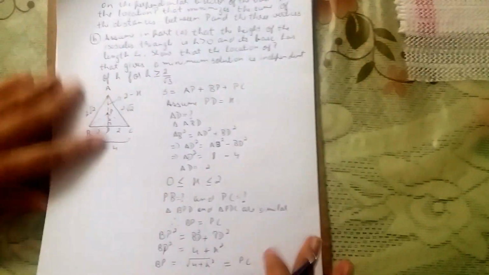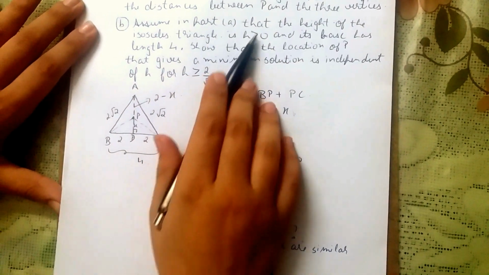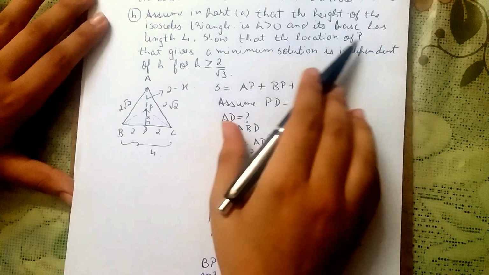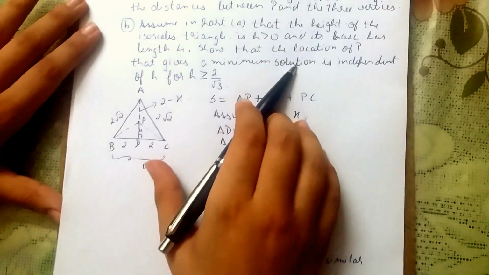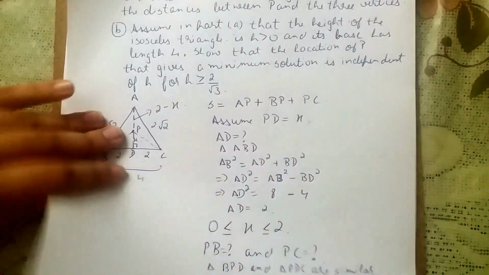Let's come to the second part. Assume in part A that the height of the isosceles triangle is h greater than 0 and its base has length 4. Show that the location of P that gives a minimum solution is independent of h for h greater than or equal to 2 by root 3. Let's see. It's a similar question. It's just we are not given the height.